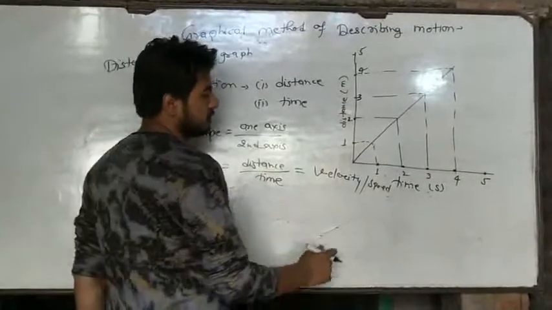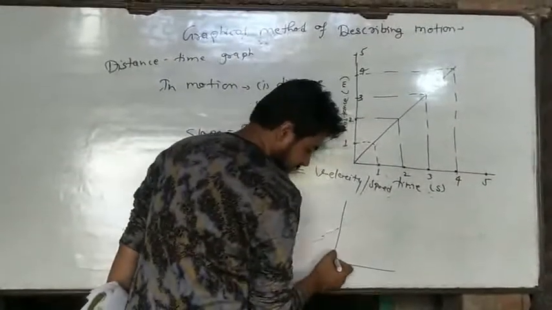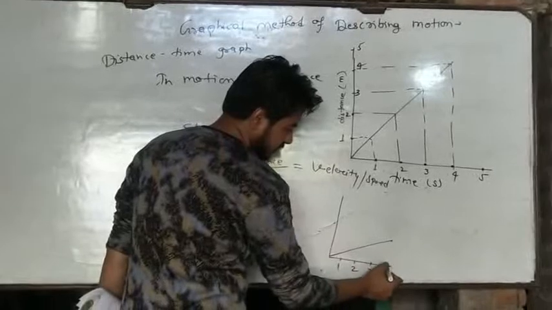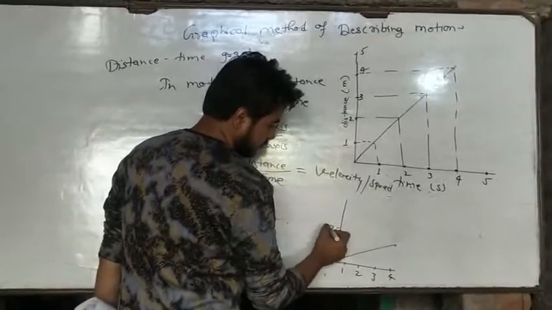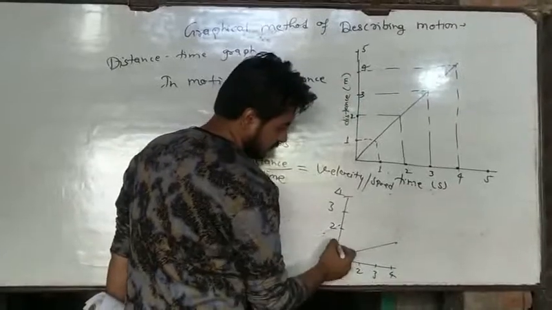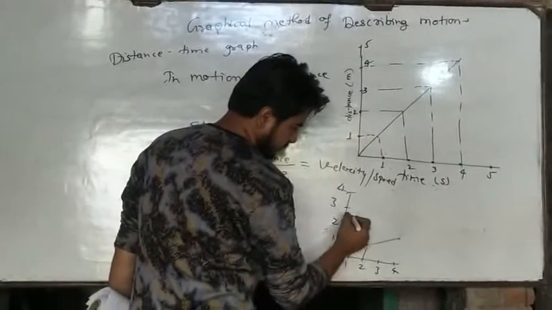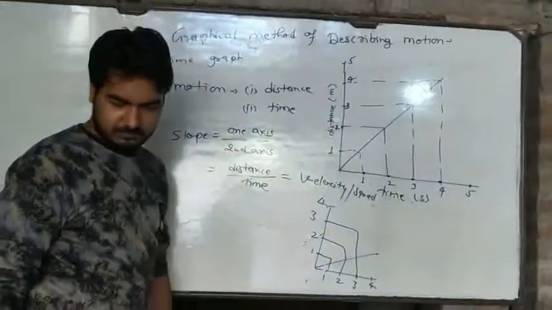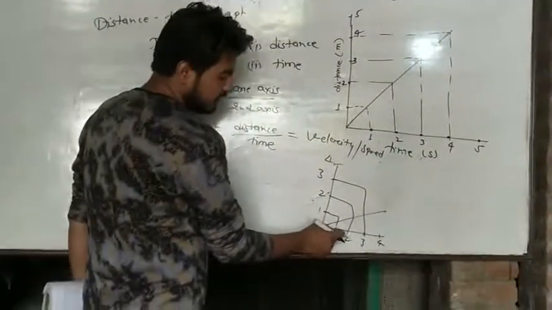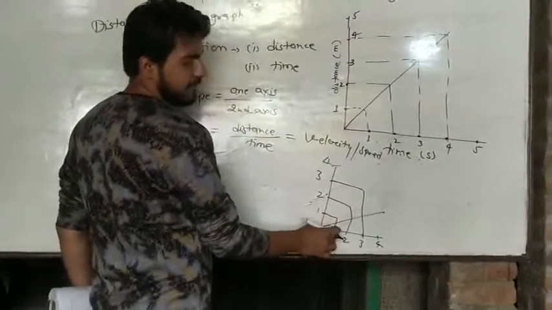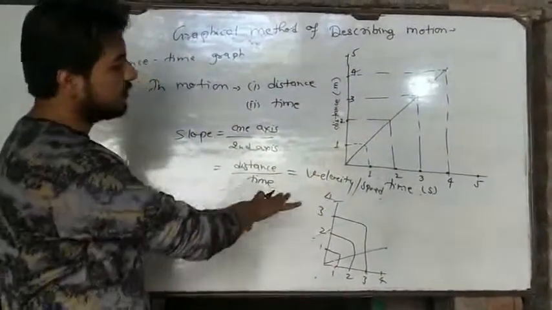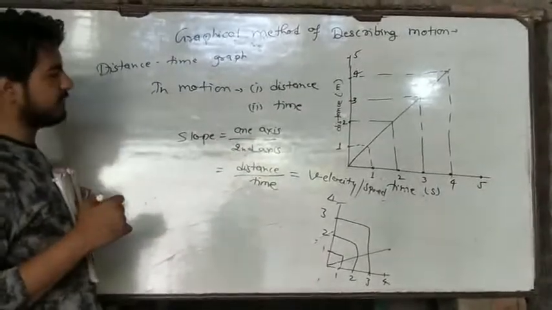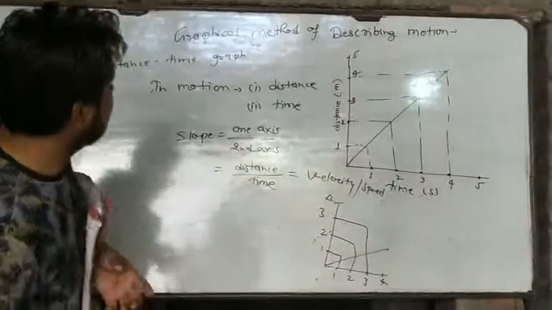Suppose this graph will be like this, 1, 2, 3, 4, 1, 2, 3, 4. In this graph the distance gap and time gap are not constant, which means non-uniform motion. This is the distance-time graph. Write down this.